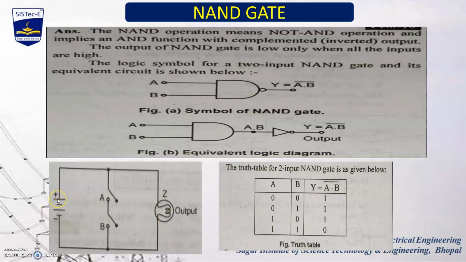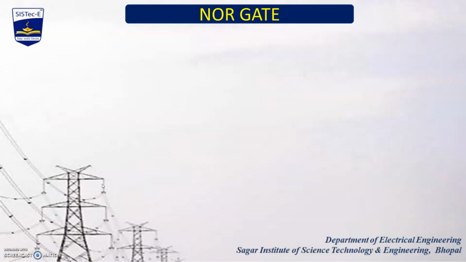In that case, the voltage can't transfer current to the load or bulb, because this condition is treated as a short circuit and the total current will flow through the wire, so the bulb will not glow and the output will be 0. This is called the logical operation of the NAND gate, where when both inputs are high, the output will be 0, but if any one input is low, then the output will be high, that is 1.